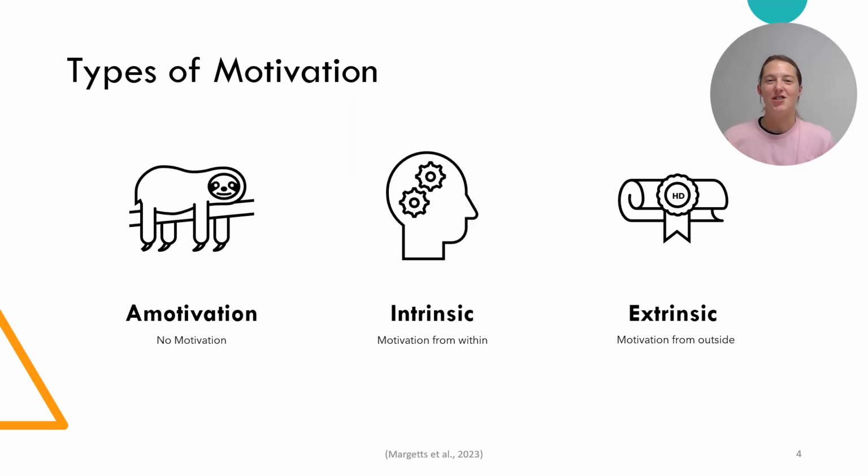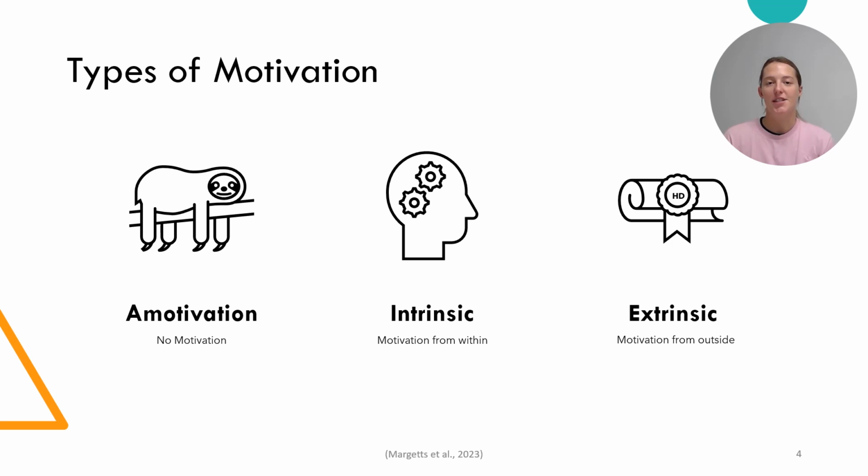So within motivation, you have different types. There are three types. The first one is amotivation. I've put a little sloth in there. It doesn't want to do anything. It's not motivated by anything, has no desire or effort to engage in the activity or behaviour. So an example is just not engaging with any coursework at all.